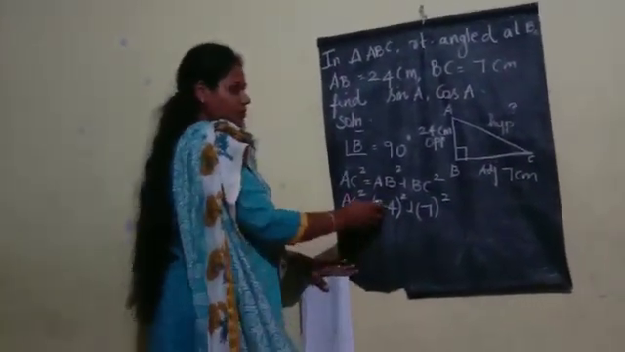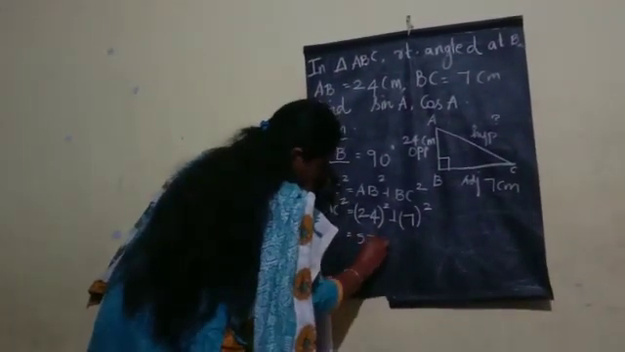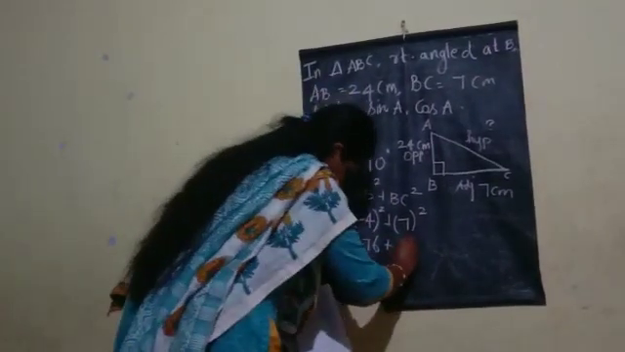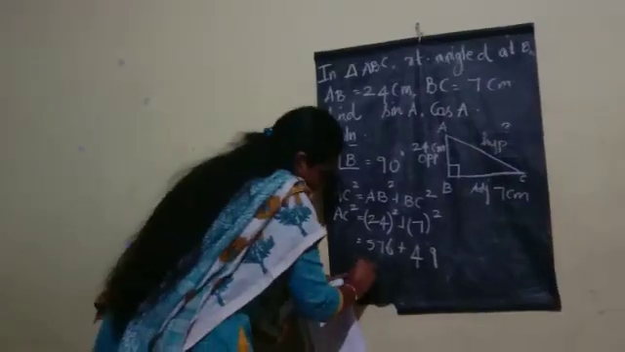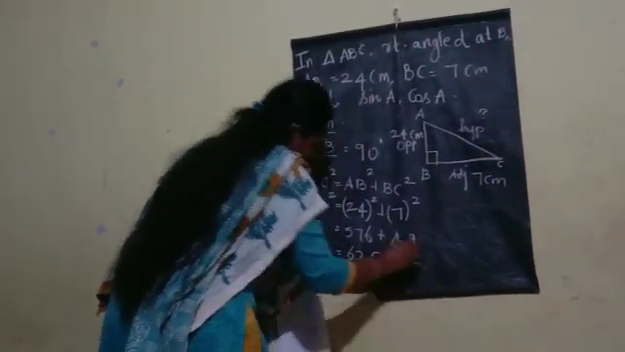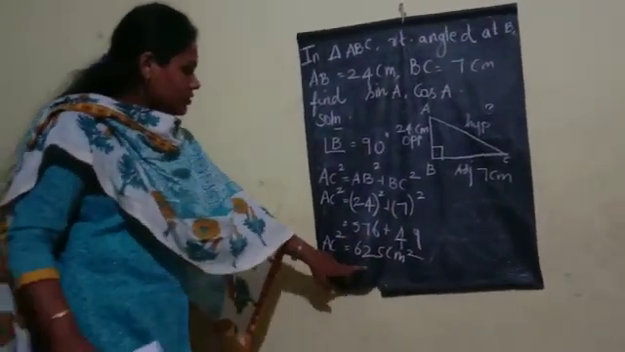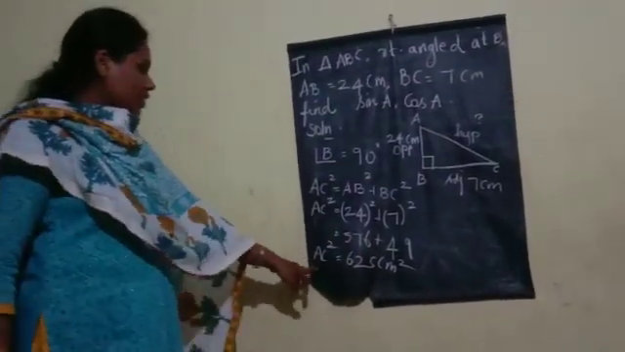So what is 24 squared? You have to multiply 24 into 24. So 24 squared is 576. Plus, what is 7 squared? 7 into 7 is 49. When you add these both, you will get 625 centimeter square. So AC squared is equal to 625 centimeter square. Now I am going to take square root on both sides.